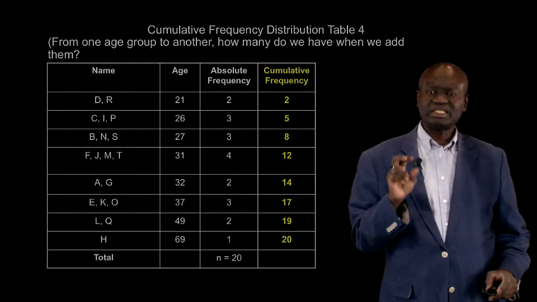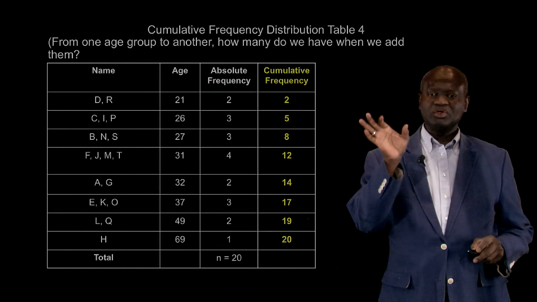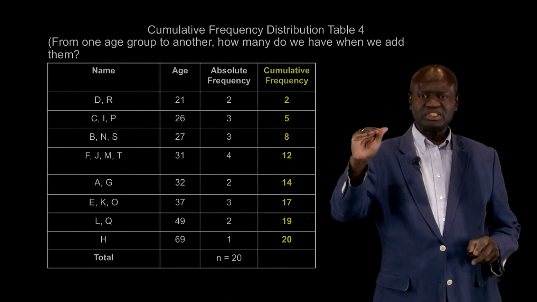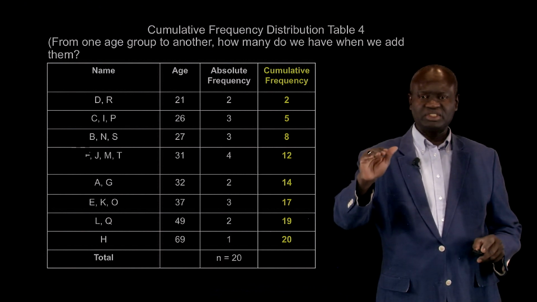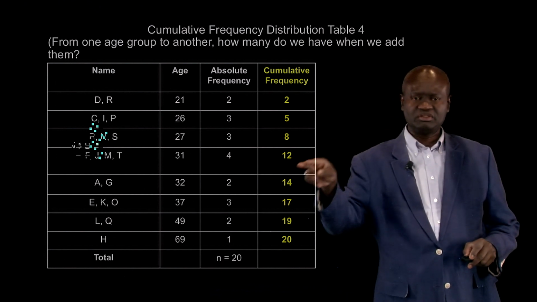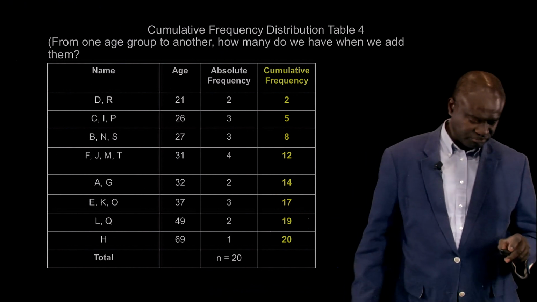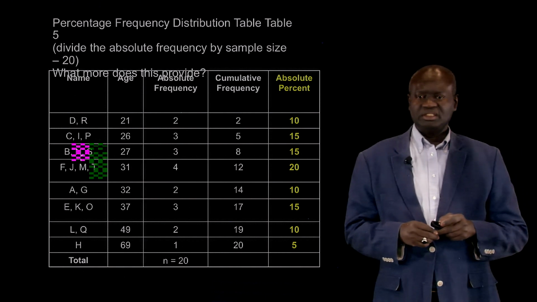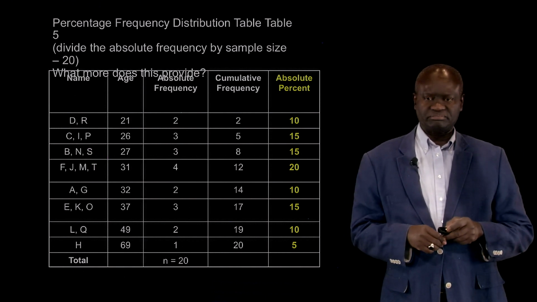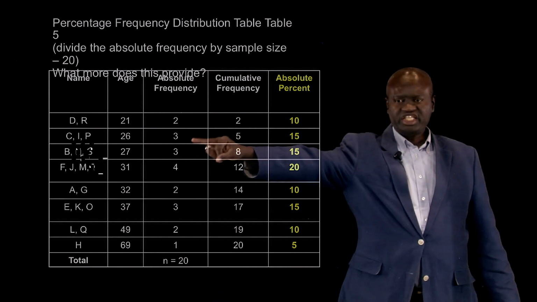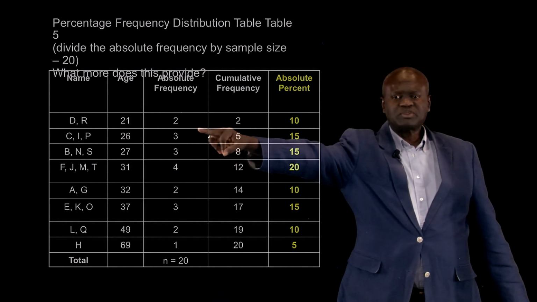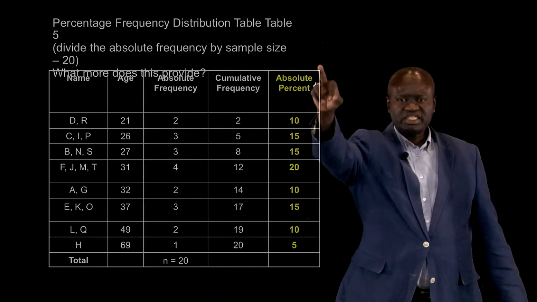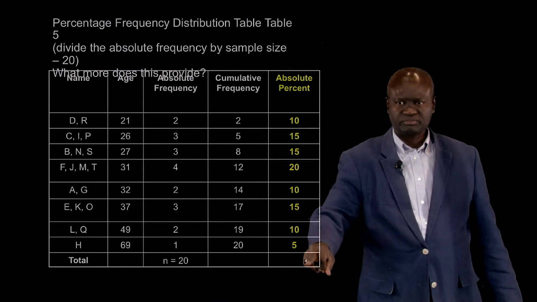Okay? So that is the third column, which is the cumulative frequency. So there is absolute frequency and then cumulative frequency. The cumulative frequency is the addition through oblique line. And then you have this fourth column. You have the ages, you have the absolute frequency, the cumulative frequency, and then the absolute percentage.